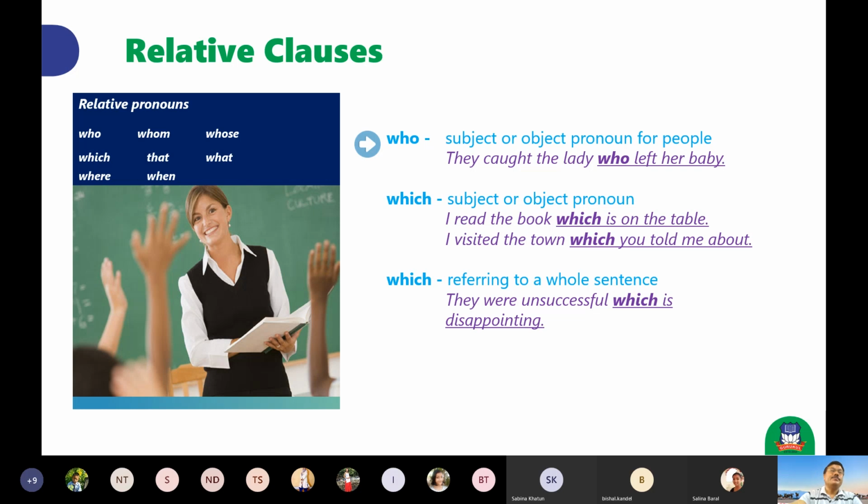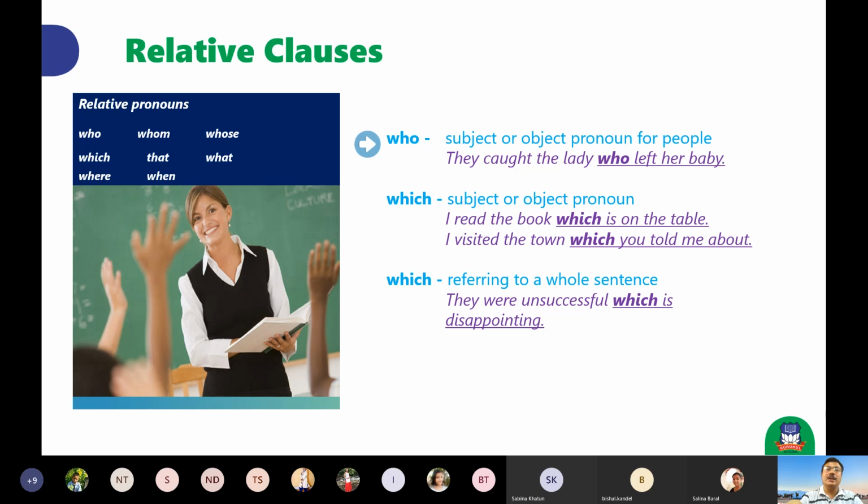So now relative clauses in particular, we are talking in short here. So who, the first one is who, a subject or object pronoun for people. Who is used for people, only for the person. Okay. So either as a subject it is used or as an object it is used, only for people.